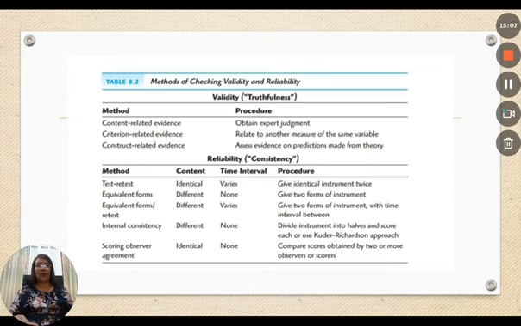Then we have internal consistency. The content is different, the time interval is none, and the procedure is to divide the instrument into halves and score each, or the Kuder-Richardson approach. Then, scoring observer agreement. The content is identical, the time interval is none. The procedure is to compare scores obtained by two or more observers or scorers.